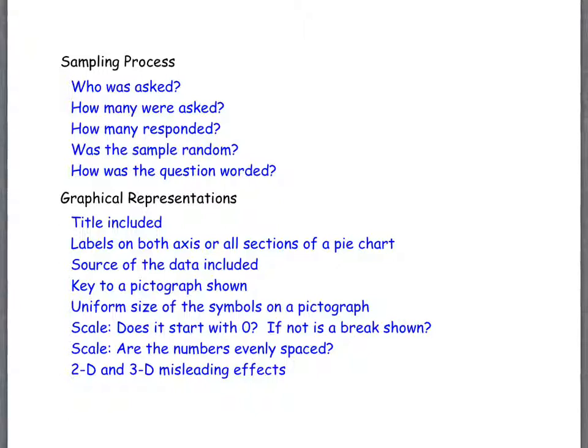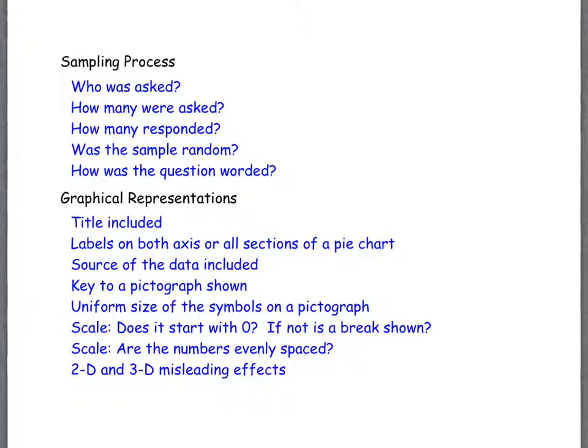Scale, does it start with 0? If not, is a break shown? I graded one of your homework problems like that, where some of you chose not to start at 0, and you showed a break in your graph. In particular, most of you showed a break in the frequency of how large something was.